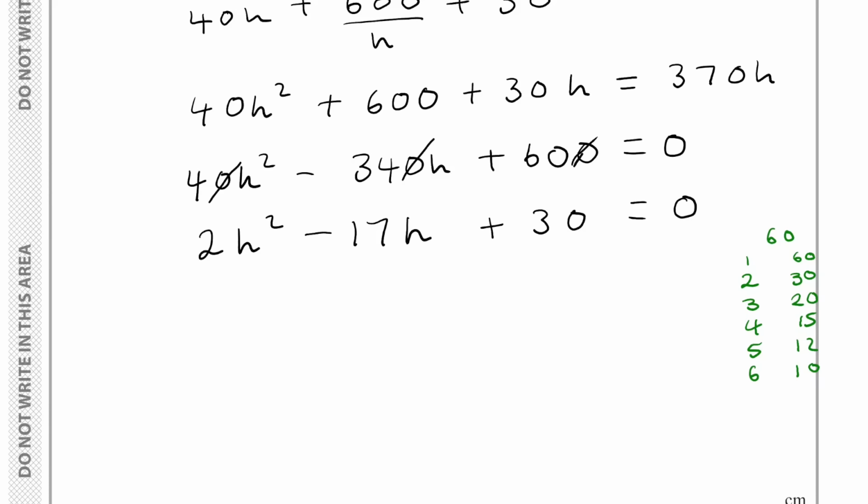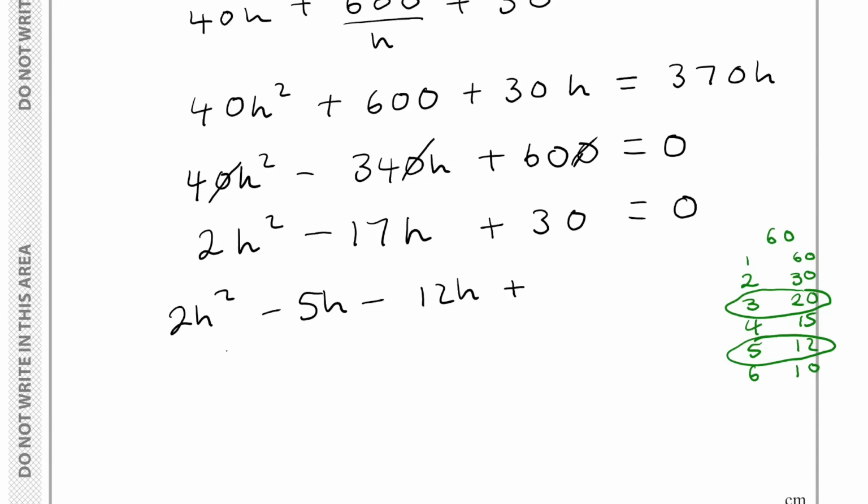It's not in the 7 times table or the 8 times table or the 9 times table. So these are all of our options, which add up to make 17. There are 2 options that make 17. So which add to make a negative 17 and multiply to give a positive 60. It's going to have to be a minus and a minus. So 5 and 12. So 2H squared minus 5H minus 12H plus 30 equals 0.